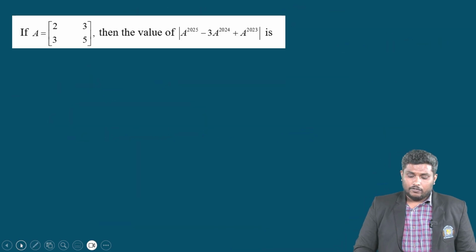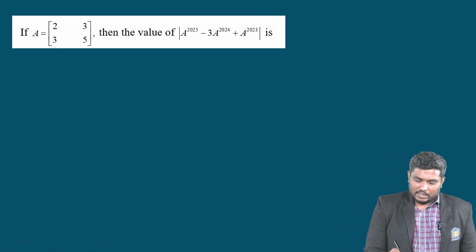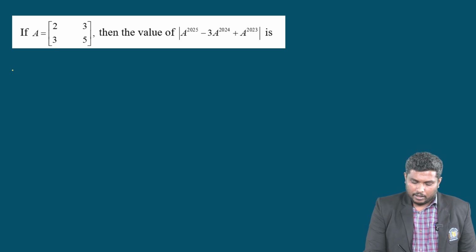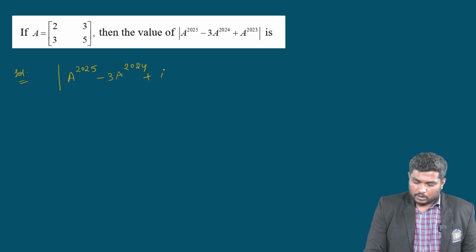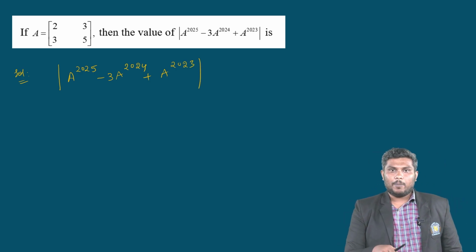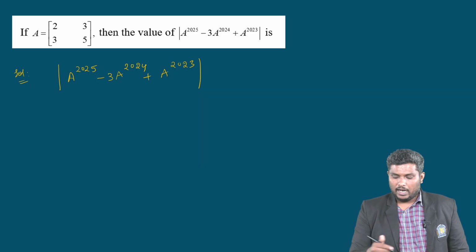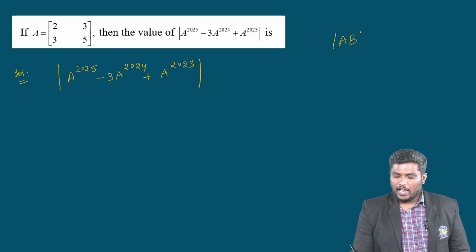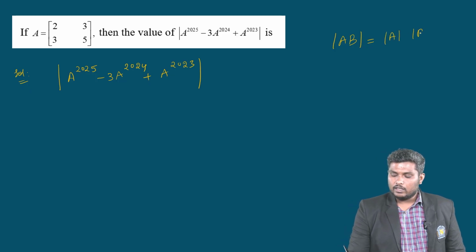Now once again, a very straightforward question from matrices. So how do we solve such a question? A is a 2 by 2 matrix, and what is given here is det of A to the power 2025 minus 3 A to the power 2024 plus A to the power 2023. You can clearly see A to the power 2023 is something I can take common from all three terms, and I also know the property that det of AB, where A and B are two square matrices, I can express as det A into det B.